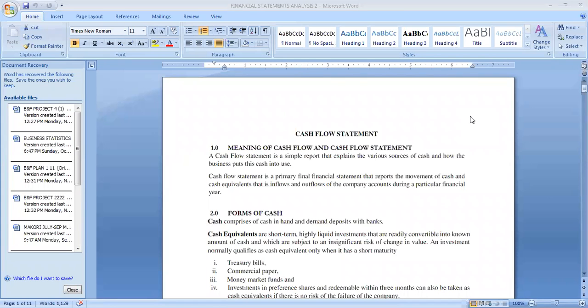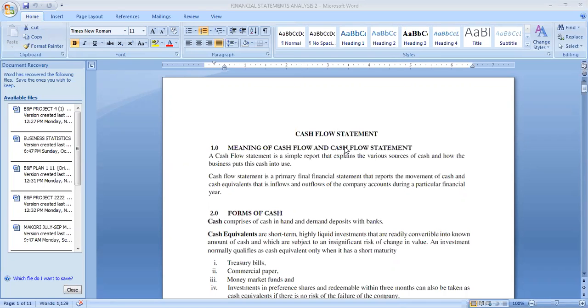The topic for today is financial statement analysis. But to begin, we are going to talk about the cash flow statement, and then we are going to talk about the ratio analysis. So financial statement analysis is divided into two. The first part, we are going to understand what a cash flow statement is. And then we are going to look at how we calculate ratios from the financial statements.